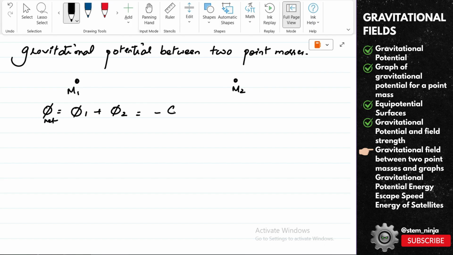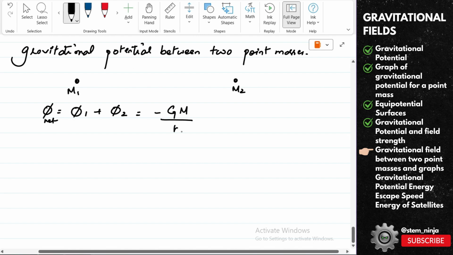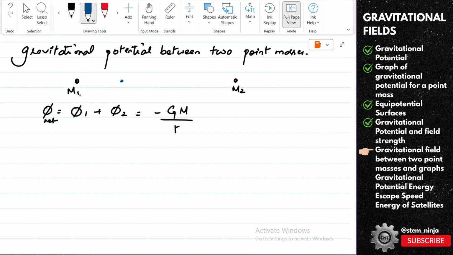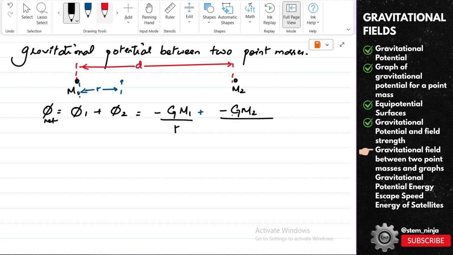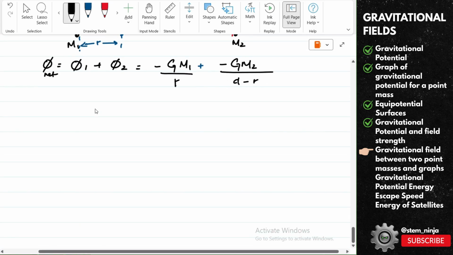So this would be minus Gm1 over r, r being the distance, let's say, from m1, and let's say d is the distance between them, plus minus Gm2 over d minus r. So as you can see, the net quantity is still negative. If we draw the graphs, let's simplify this, so that m1 is equal to m2.